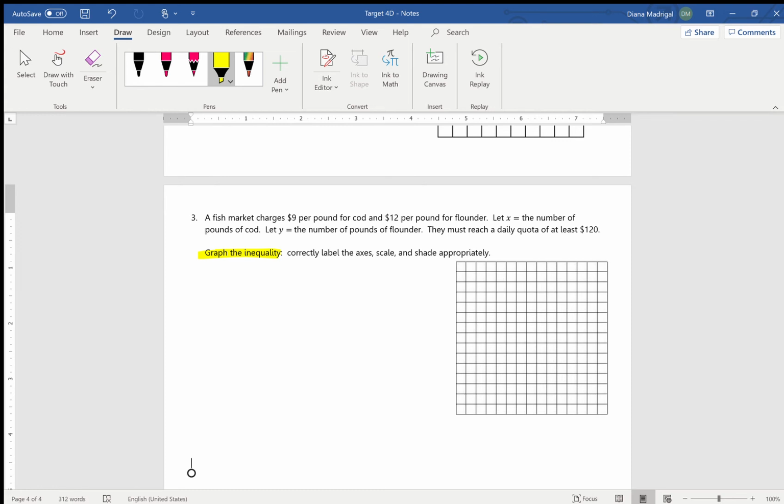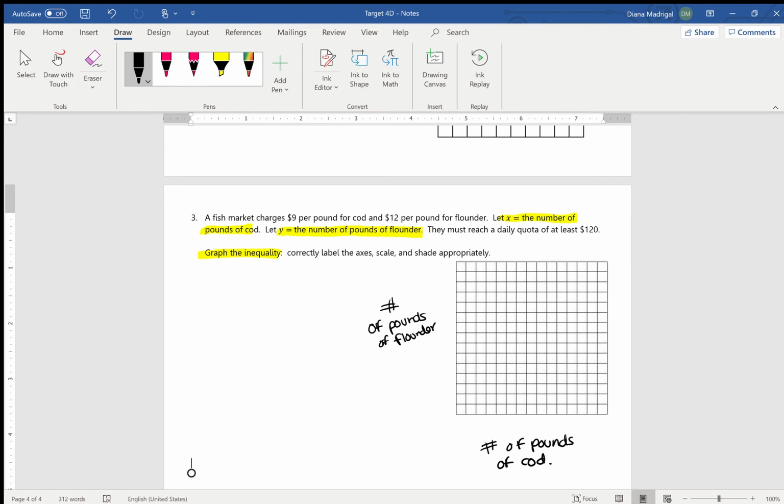Based on the information they gave me, they already gave me the title for x and y. They tell you let x be the number of pounds of cod and let y be the number of pounds of flounder. I already found the title: the number of pounds of cod for x, the number of pounds of flounder for y. Next I need to figure out the scale, and then don't forget that we need to shade.